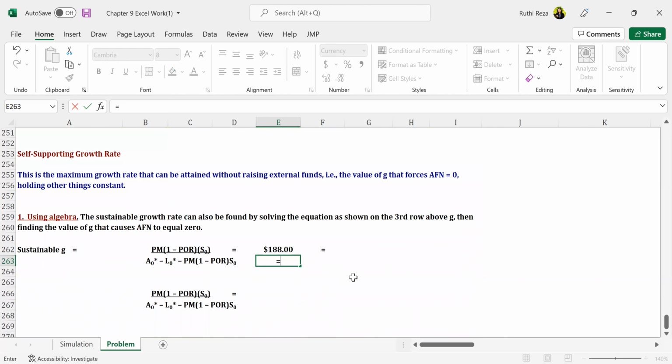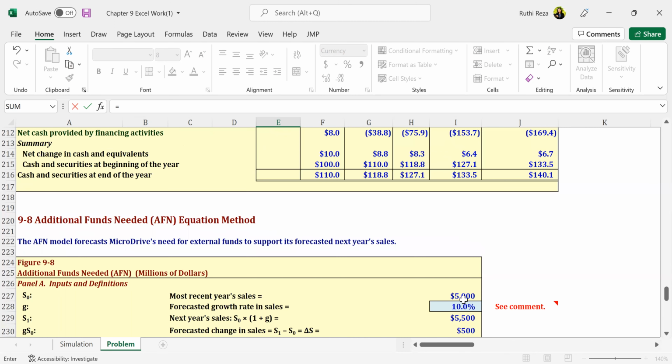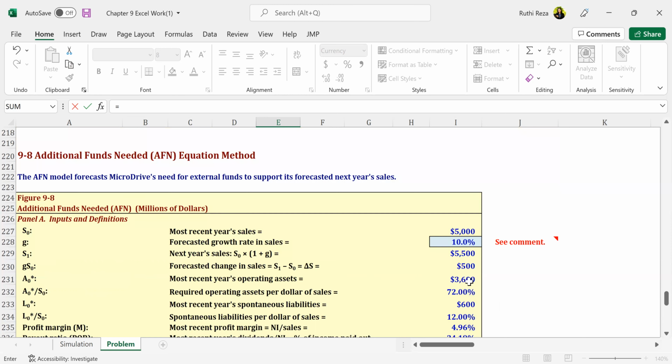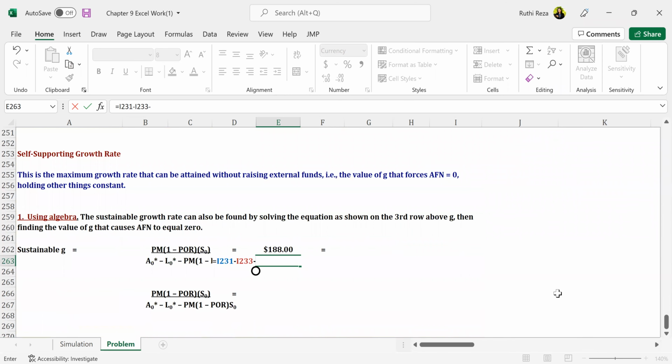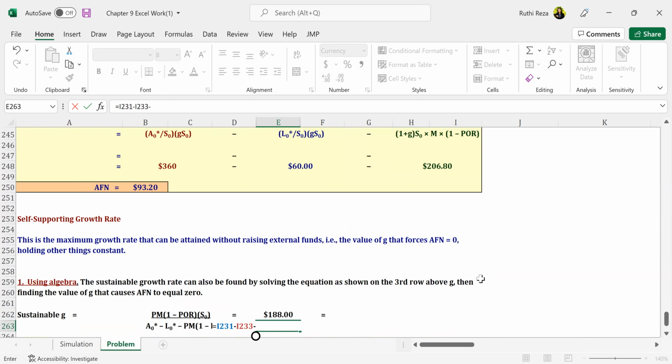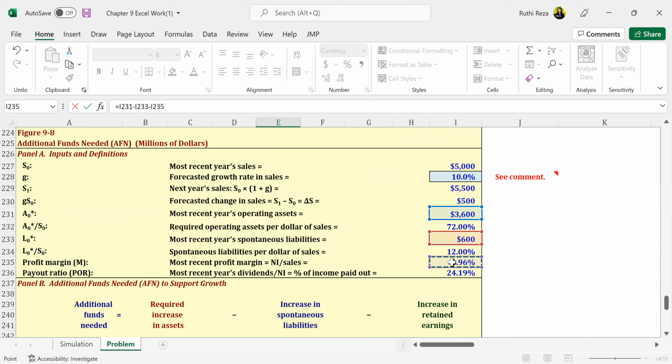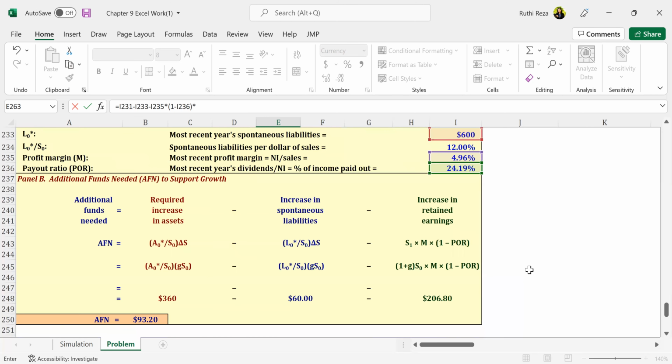Next, your operating assets minus operating liabilities. So operating assets minus your spontaneous liabilities or operating liabilities, minus then profit margin times 1 minus dividend payout ratio times your current year sales.